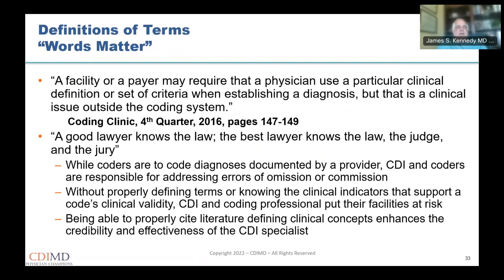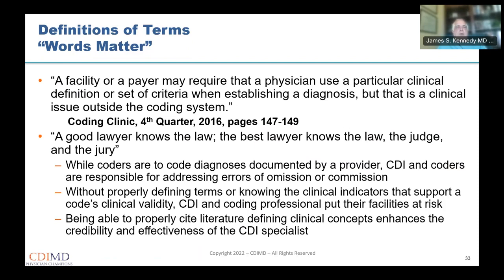It's not just every doctor for himself. Facilities and payers may require a physician use a clinical definition of terms when establishing a diagnosis for clinical validation processes, but nevertheless, that is a clinical issue outside the coding system.